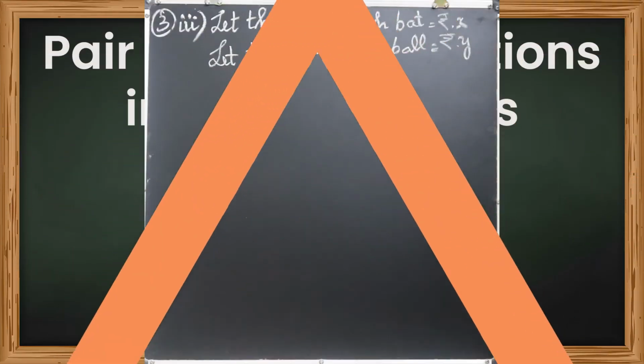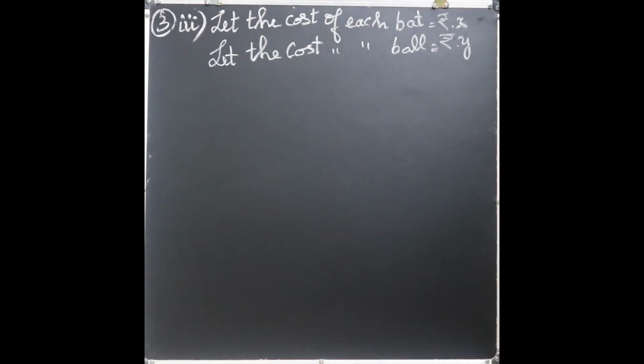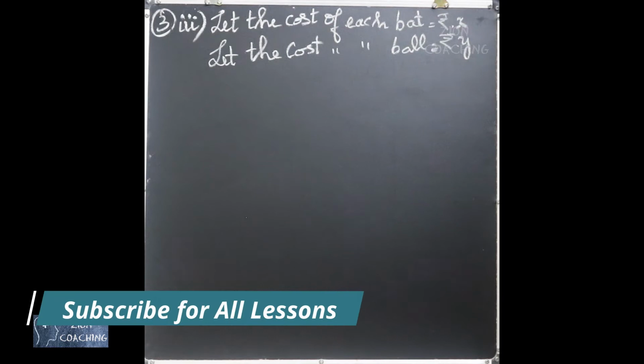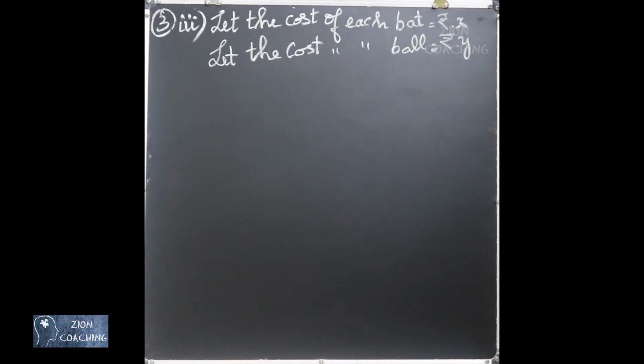Question number 3, third subdivision. We have a real life situation where the coach of a cricket team buys 7 bats and 6 balls for rupees 3800. Second time she buys 3 bats and 5 balls for 1750. We have to find the cost of each bat and each ball using the substitution method.